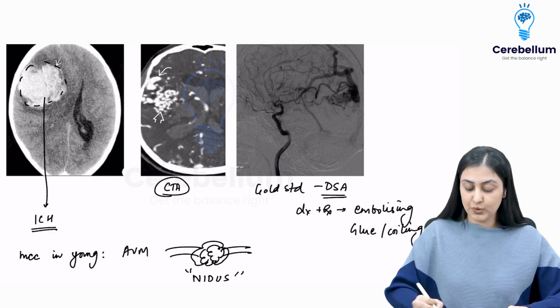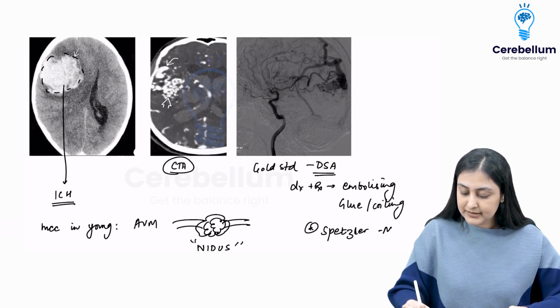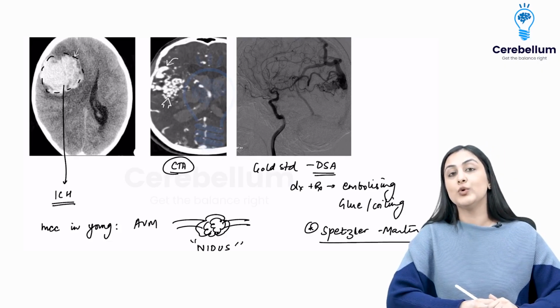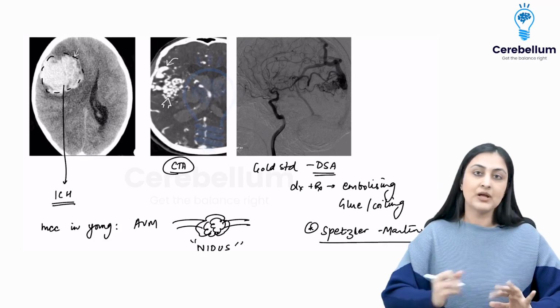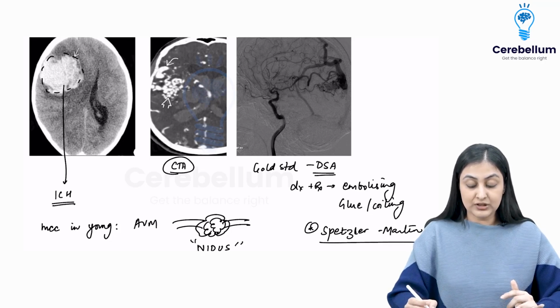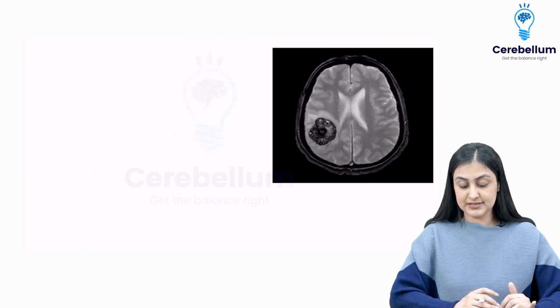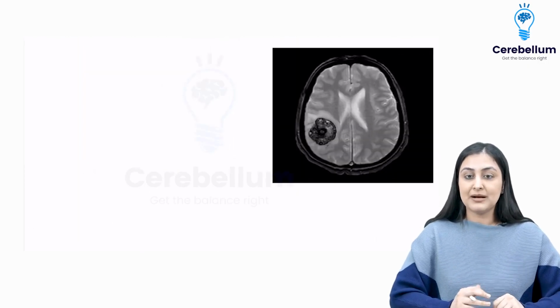One extra point you can remember here is we use a grading system called Spetzler-Martin grading. Spetzler-Martin grading is used for knowing the severity of AV malformation. Here you can possibly get a question on this DSA image, or you can get a theoretical question from this.